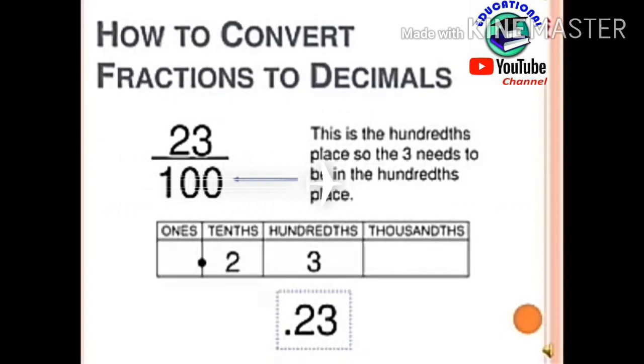We have another example, 23/100, in which 2 is at the 10th place and 3 at the 100th place, and it is 0.23.